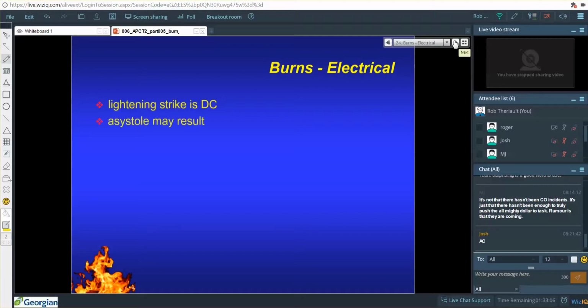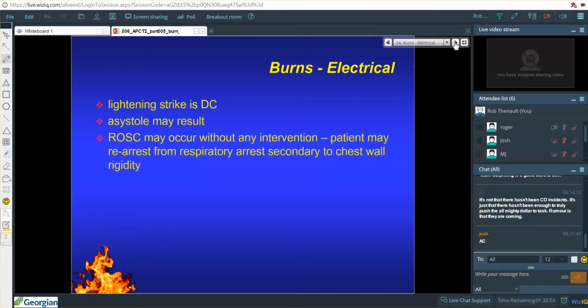There's flashover burns, and sometimes you'll see their clothes burnt off, or just their clothes in tatters. Because it's direct current, DC current, it may result in asystole, and they may have a return to spontaneous circulation without any intervention, but then they sometimes rearrest because they have chest wall tetany from the electrical current, and so they have a secondary respiratory arrest followed by a cardiac arrest again.